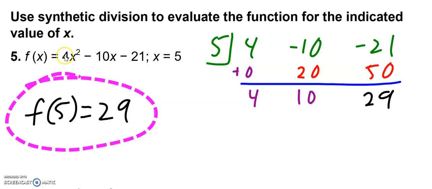Okay, coefficients are 4, negative 10, and negative 21. Boom. 4 plus 0 is 4. 5 times 4 is 20. Negative 10 plus 20 is 10. 5 times 10 is 50. 50 plus negative 21 is 29. So f of 5 is 29.